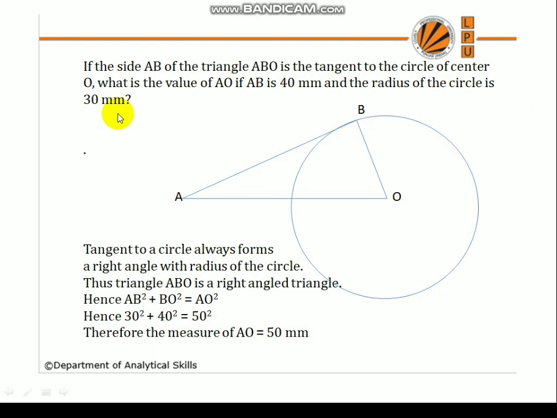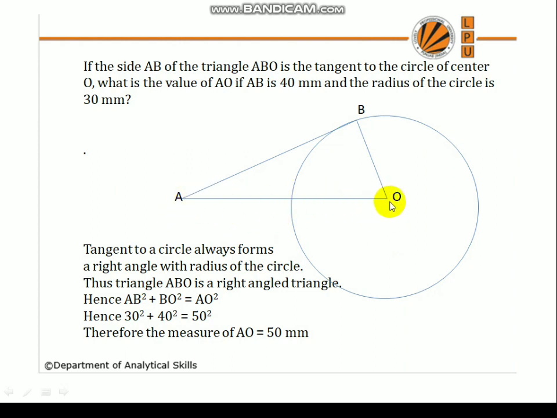Here is a property. Remember, always a tangent touches the radius of a circle at right angle. That is, the tangent AB and the radius OB form a right angle at B. So the triangle ABO becomes a right angle triangle. So by Pythagoras theorem, we can directly say AB square plus BO square equals AO square.